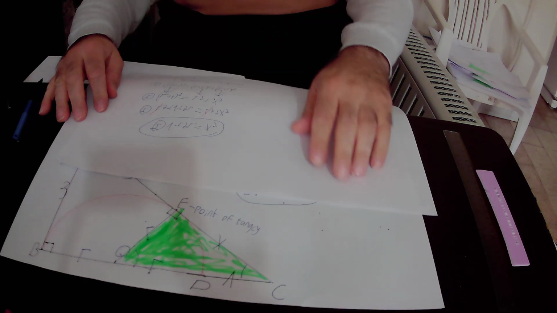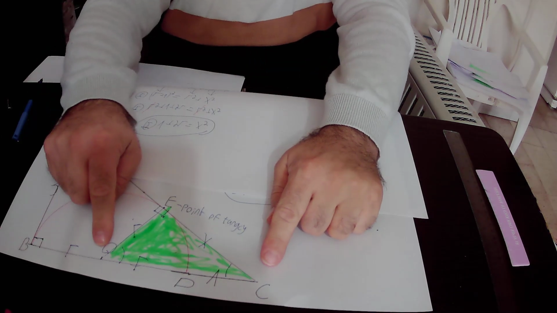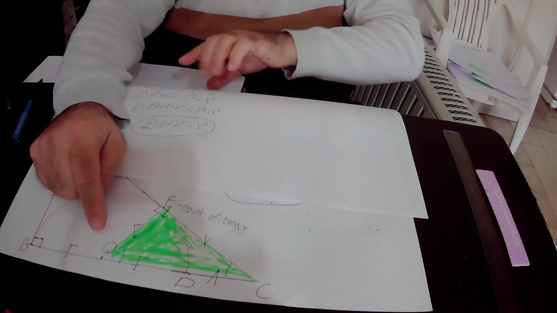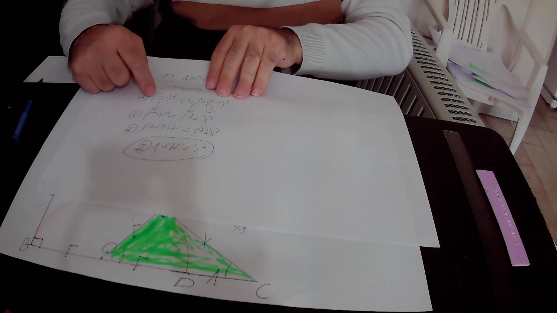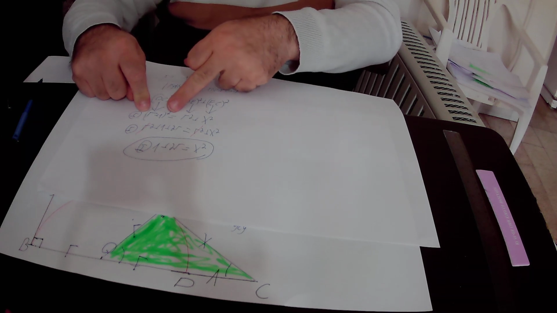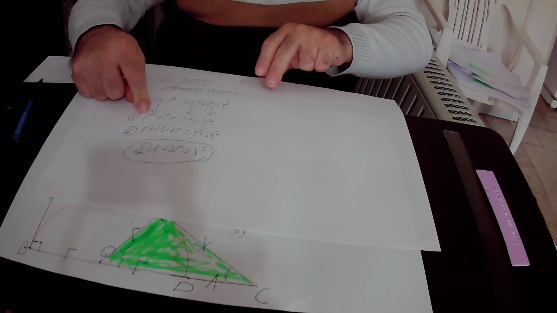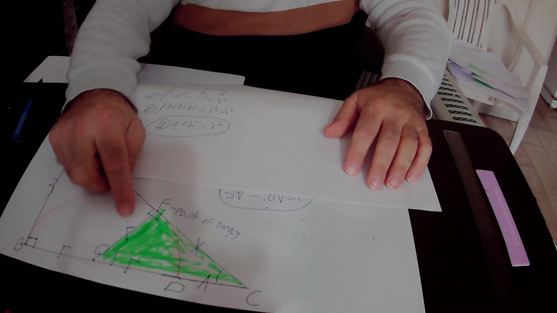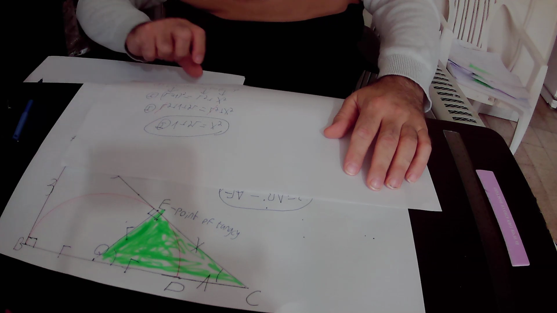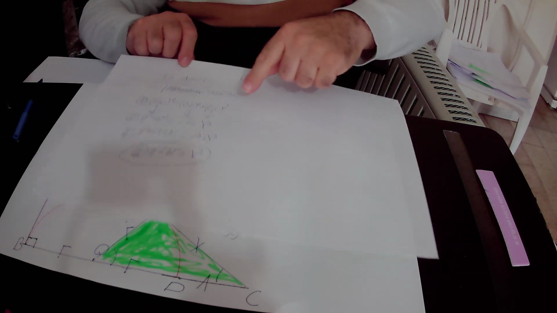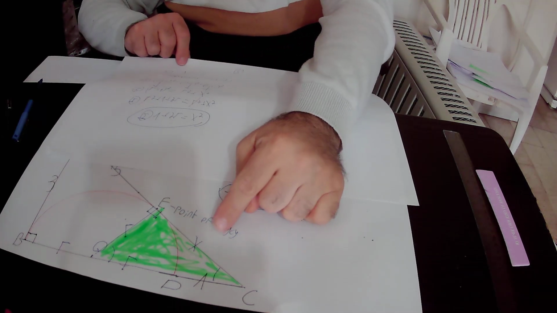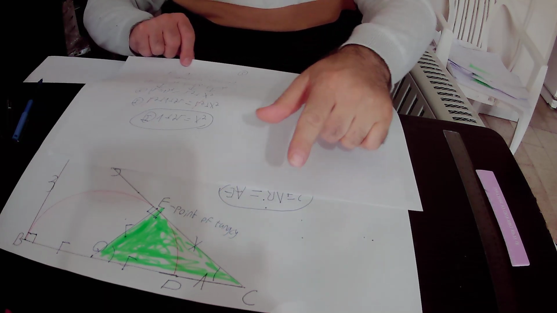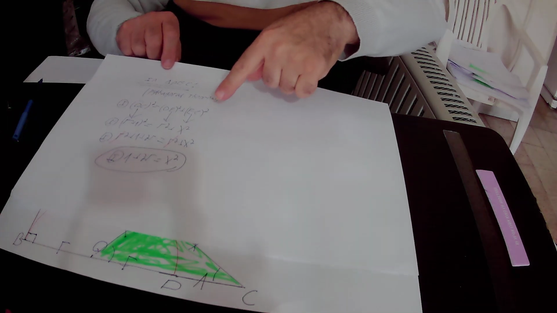But what is the value of OC? You can see from the drawing that the value of OC is R plus 1. So OC square will be equal to R plus 1 square. And what is the value of OE? You can see from the drawing that OE equals R, so OE square will be equal to R square. And what is the value of EC? The value of EC is X, so EC square will be equal to X square.